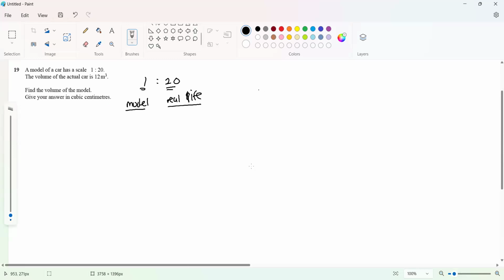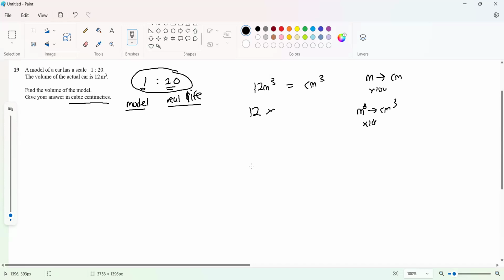Right, so first of all, we should just convert 12 meter cubes to cm cube first, because we are interested in the answer in cm cube. And furthermore, this scale is in cm cube too. So before we use the scale, we need to make the units the same first. So this will be 12 times. So meter to cm is multiply 100. In other words, for meter cube to cm cube, we have to multiply 100 three times, or in other words, multiply 100 cube. So this would be 12 times 100 cube. So that would be quite high. So that's 12 million cm cube, right?